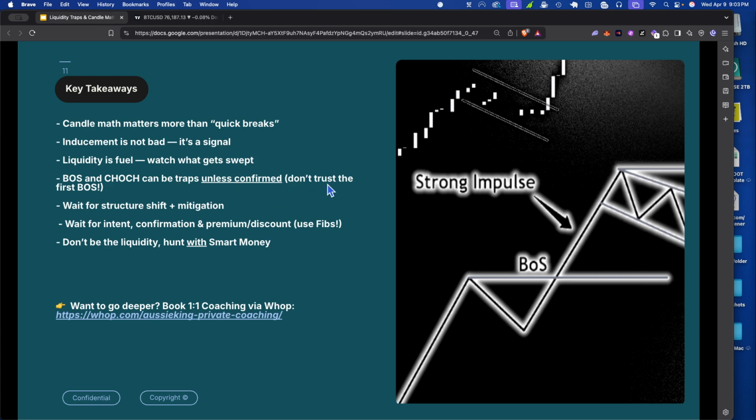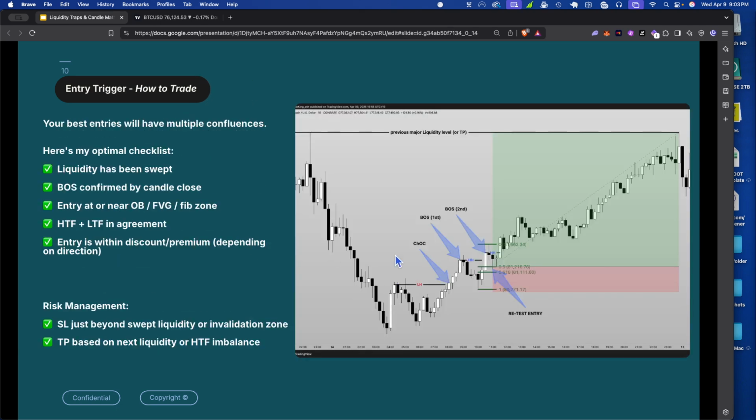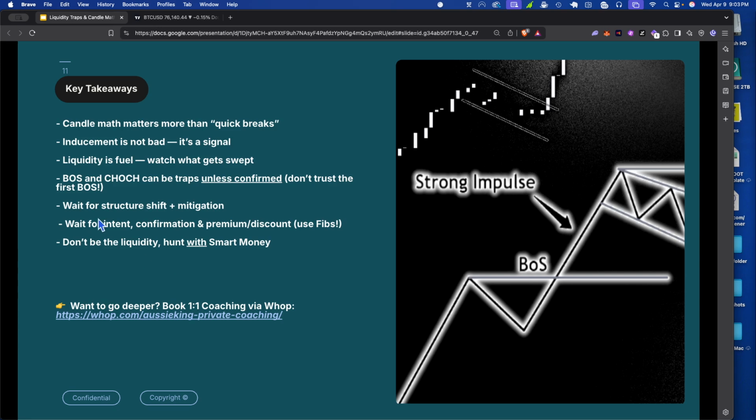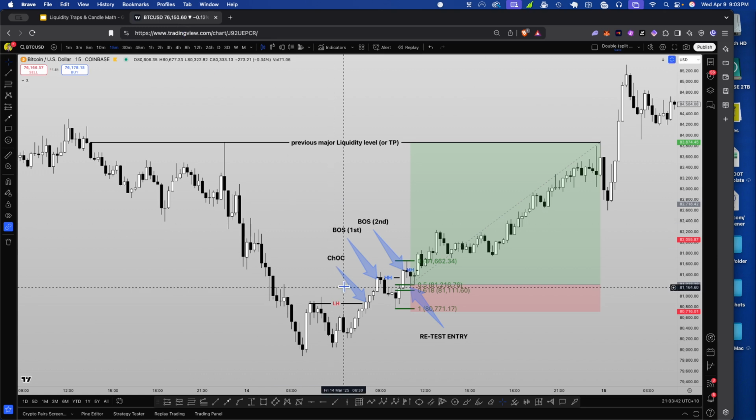So this is one where we don't trust the first BOS. We just saw here, we don't trust the first BOS. We enter on the second BOS for that reason exactly. We wait for the structure to shift, and we want to see the mitigation. The mitigation in this case was filling up the fair value gap or imbalance. That means that where smart money was in drawdown, it's effectively now mitigated.